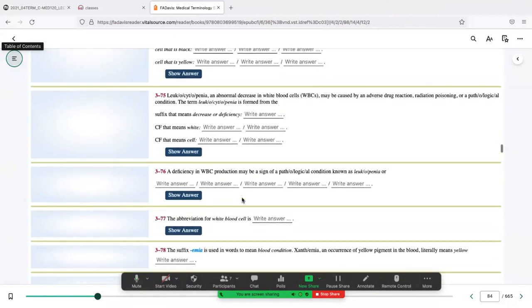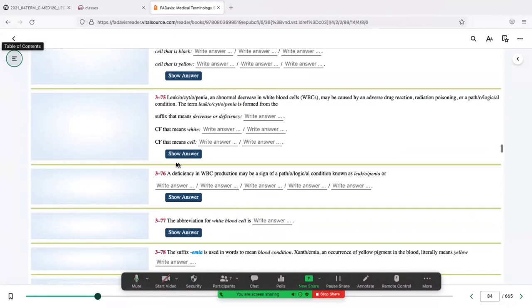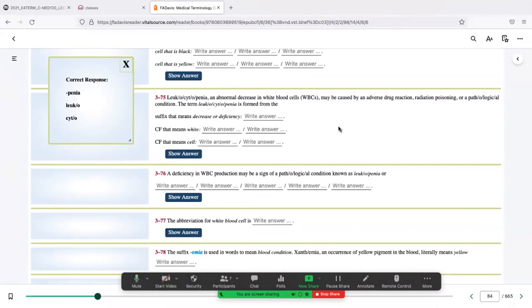Oh, here's one. Leukocytopenia. Now, penia is anything that means a decrease or a deficiency. So if I had erythrocytopenia, that means my red blood cells are not good. If I had leukocytopenia, that means my white blood cells are either decreased or deficient. And if I've had thrombocytopenia, that means my thrombocytes or my platelets are in deficiency. That's a nice comparison there.